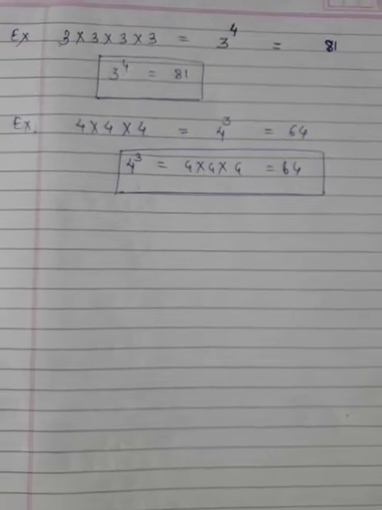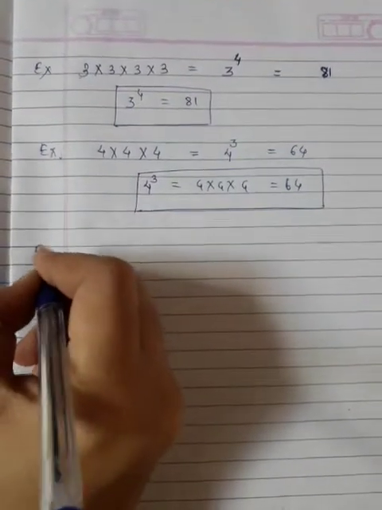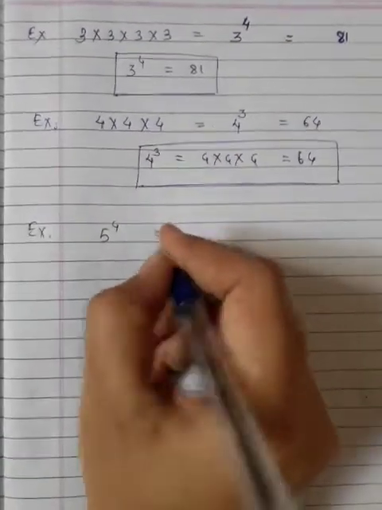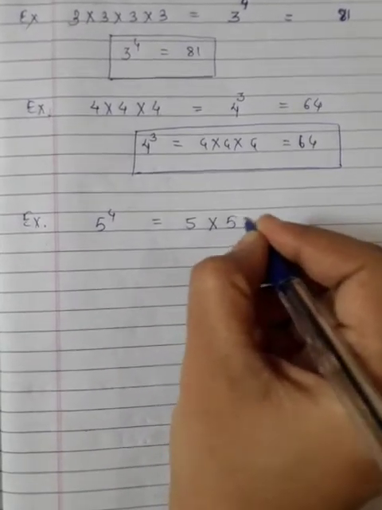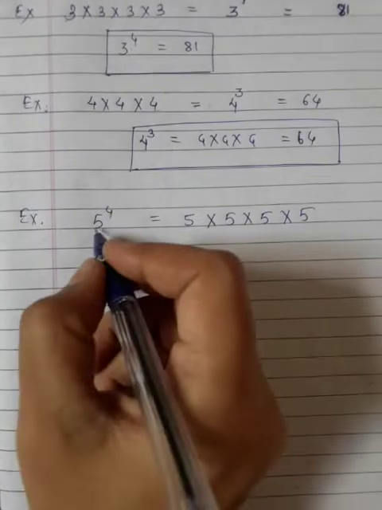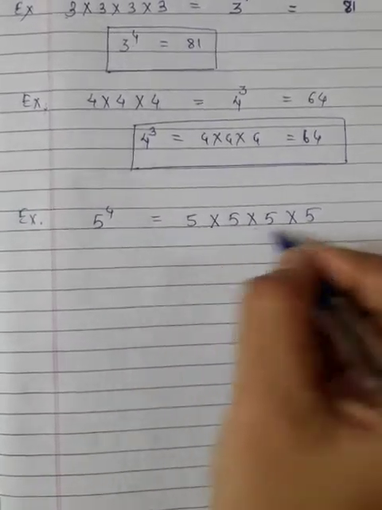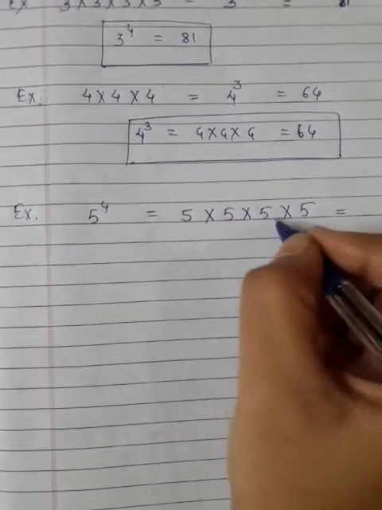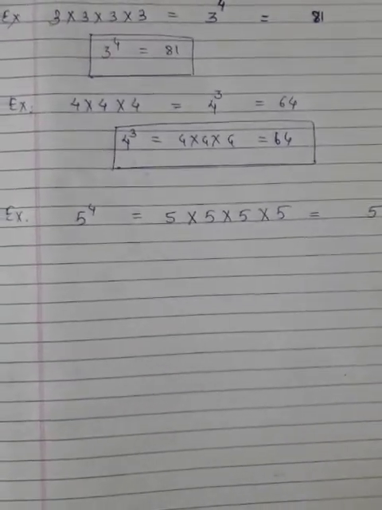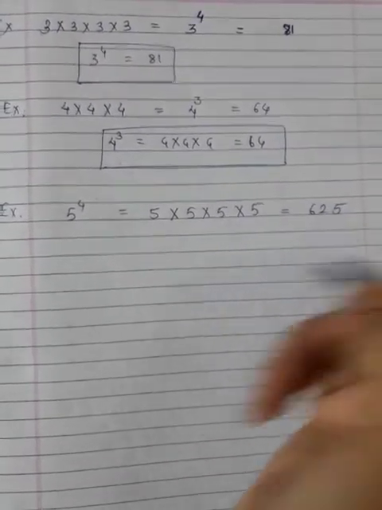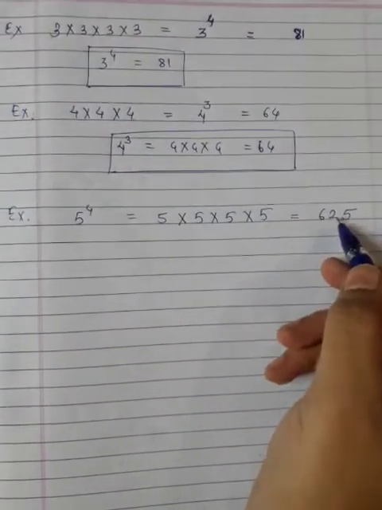Okay, means you can find values. See, suppose we have 5 raised to 4. So how to find the value of 5 raised to 4? 5 raised to 4 means multiply 5 how many times? 4 times. So 5 into 5 into 5 into 5. It gives the value 625. So here the value of 5 raised to 4 is 625.